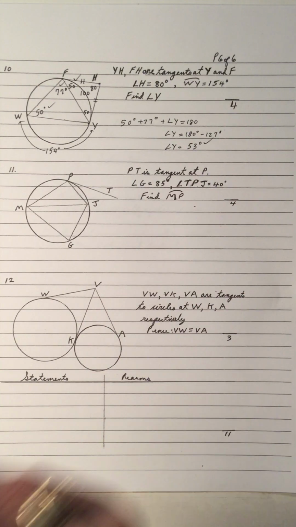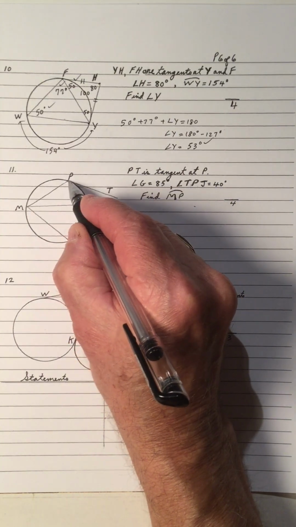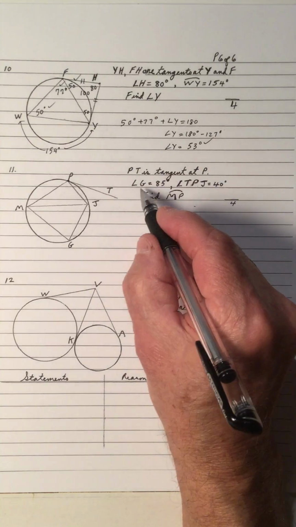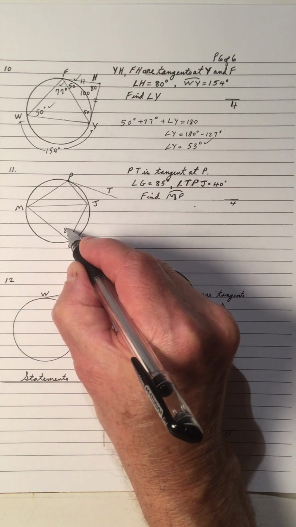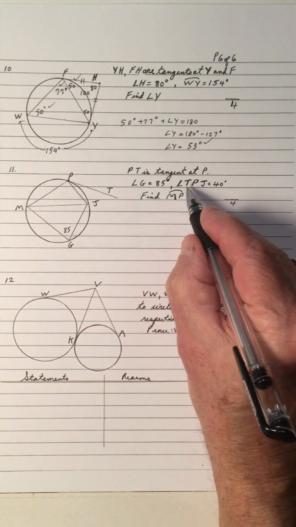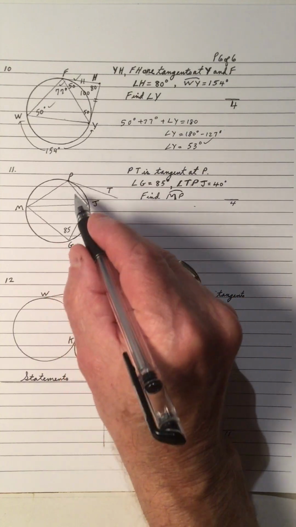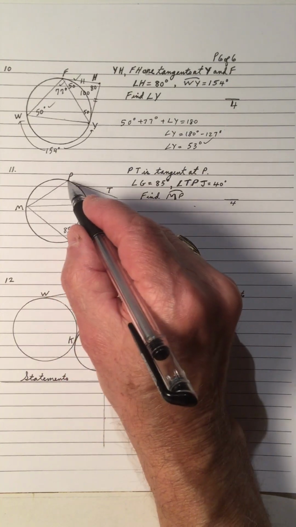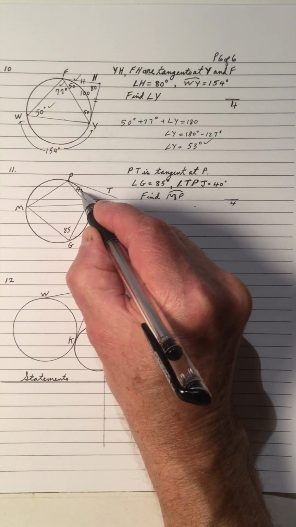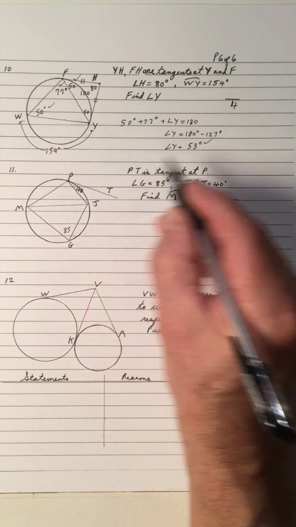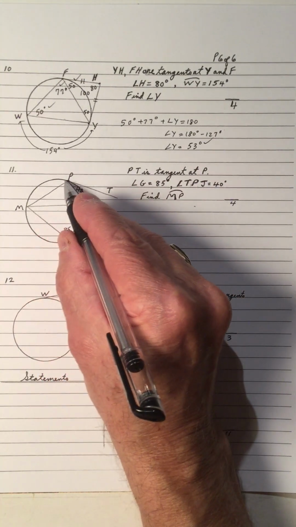Number 11, here we go. PT is tangent at P, the point of tangency. Angle G is equal to 85. Angle TPJ is 40. So this angle right here is 40. And it says find the measure of the arc MP.